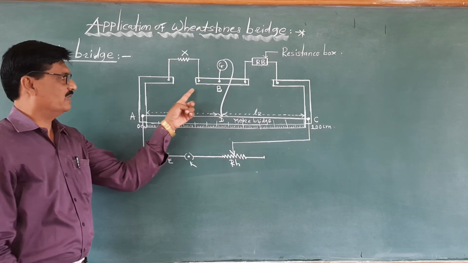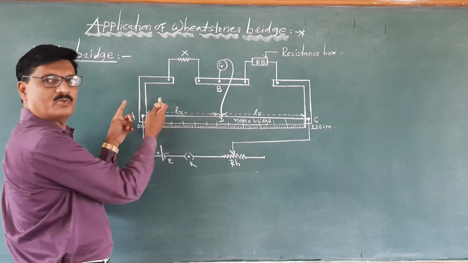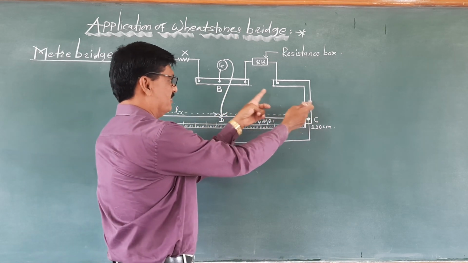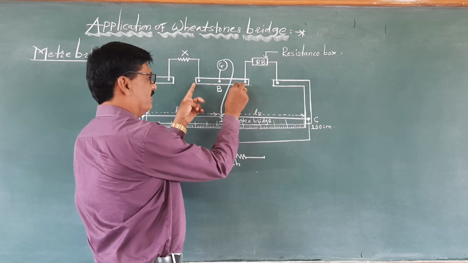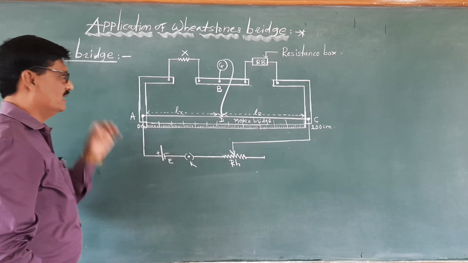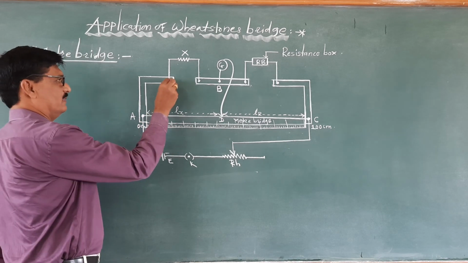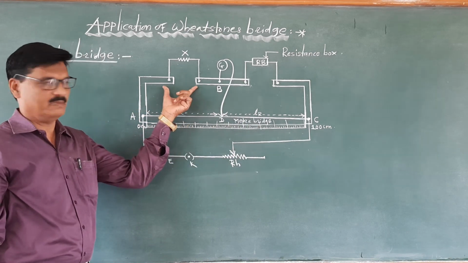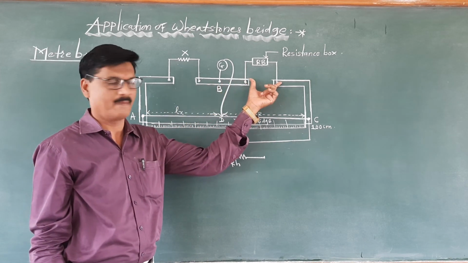Here a third copper strip is fixed between these two L-shaped copper strips. This is one L-shaped strip and this is another L-shaped copper strip, and this third strip is fixed in the middle of these two. Therefore it forms two gaps. This is called the left gap and this is called the right gap.